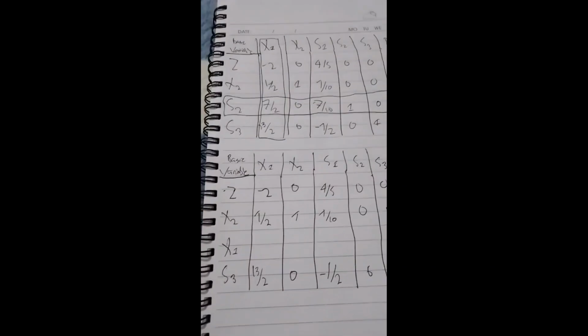Nakuha na natin yung pinaka mababang positive ratio. So, isolve naman po natin x ng 1 ulit. Ganun lang ulit. 7 over 2 divided by 7 over 2 is equal to 1. 0 divided by 7 over 2 is equal to 0.